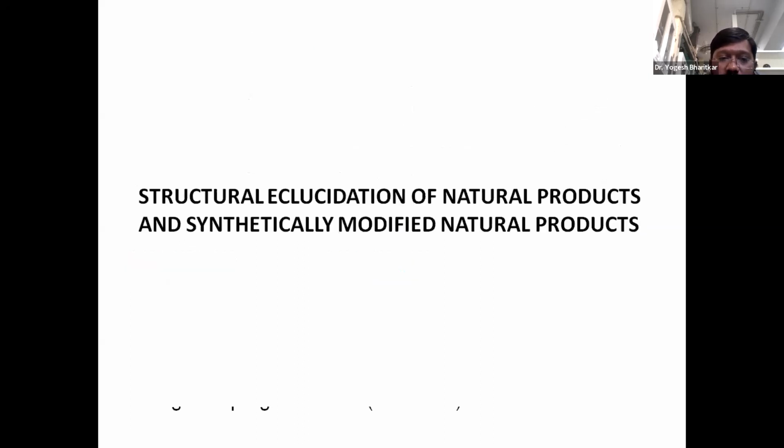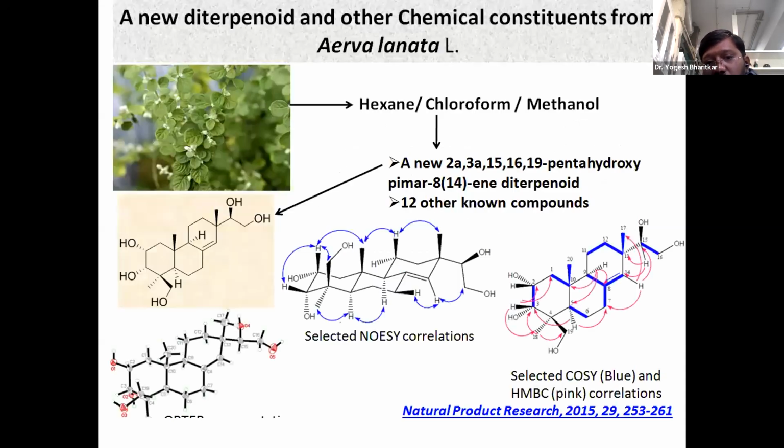So this is some illustration of natural product and synthetically modified natural product. Two examples I will give, showing how we go for the structurization and which experiments we use. Here is one new molecule, a novel molecule isolated from the Arolaneta plant, along with the other 12 known molecules isolated with a diterpene skeleton.